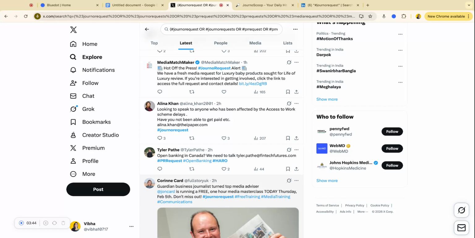That's how beginners can monitor journalist activity on social media by keeping it simple, manual, and effective. So once you understand what journalists care about, pitching becomes much easier.